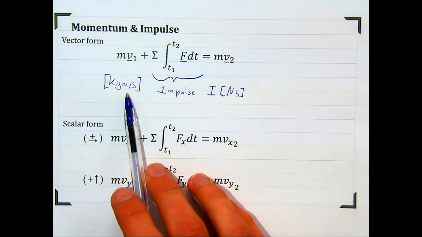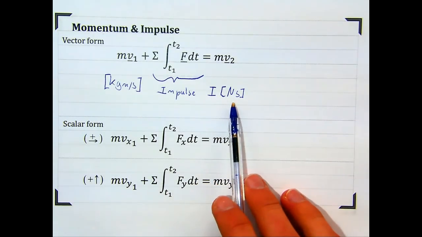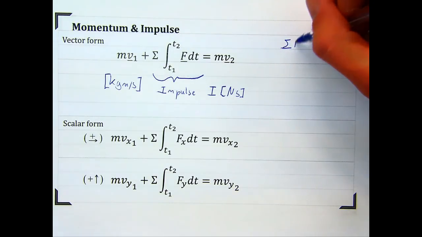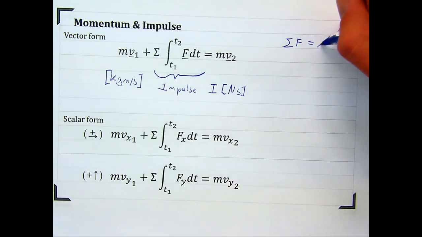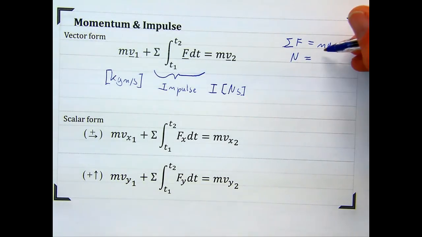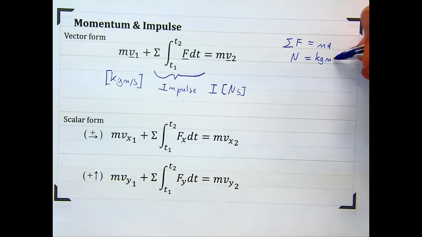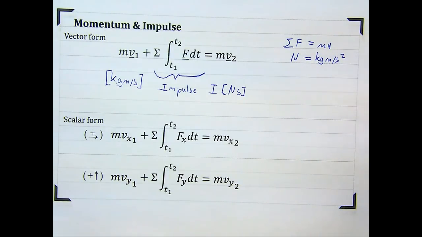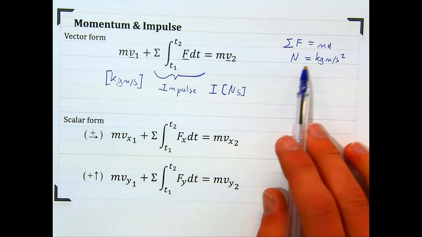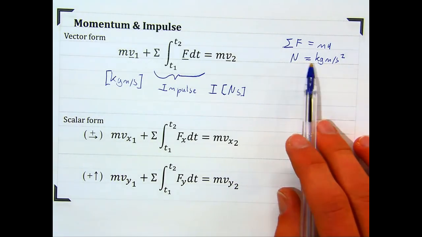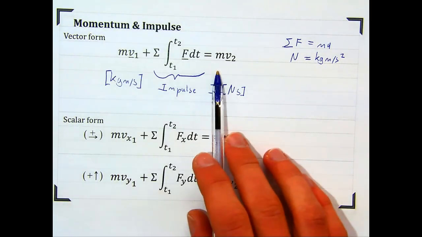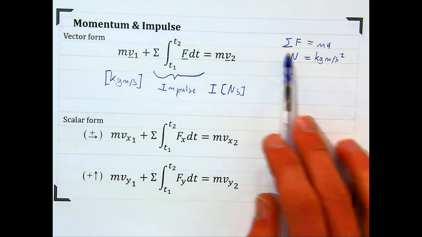Now, kilogram meters per second is actually exactly the same units as Newton seconds. We can see that from Newton's second law. If we sum the forces, and that is equal to mass times acceleration, the units on the left side would be newtons, and on the right side it's kilograms times meters per second squared. And then if we multiply these units by seconds on both sides, we get Newton seconds is equal to kilogram meters per second. In fact, this equation for momentum and impulse is actually the integral of Newton's second law.